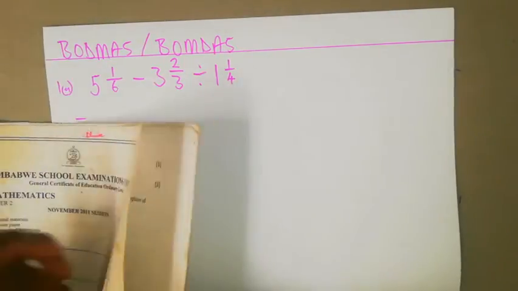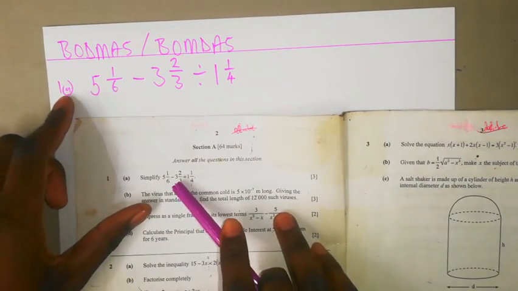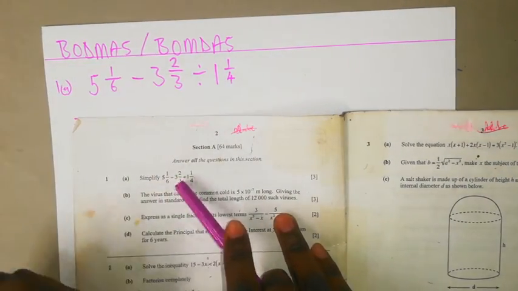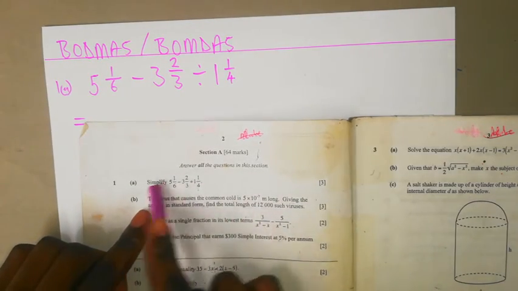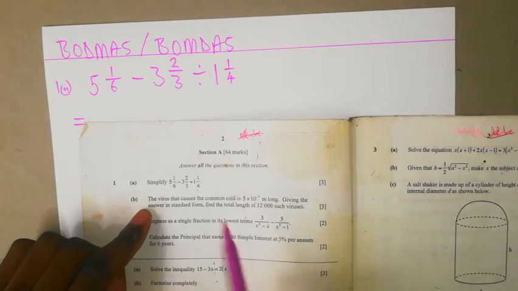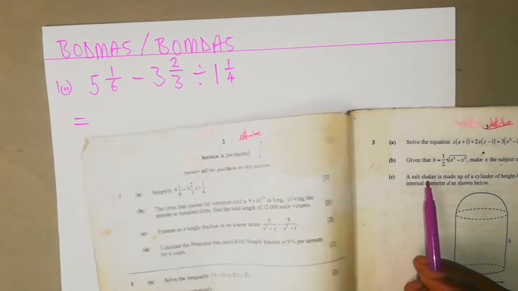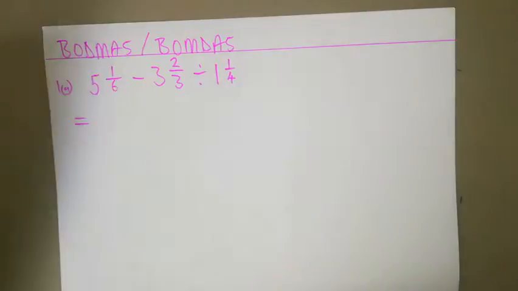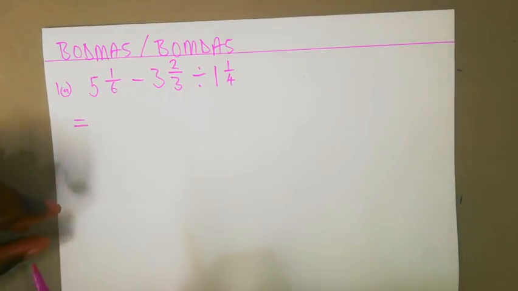It's November 2011 from ZIMSEC. It's the question that I wrote down there. So I want to show you how we work this question. It reads, simplify 5 and 1/6 minus 3 and 2/3 divided by 1 and a quarter. So the first stage is to convert every mixed fraction into an improper fraction.